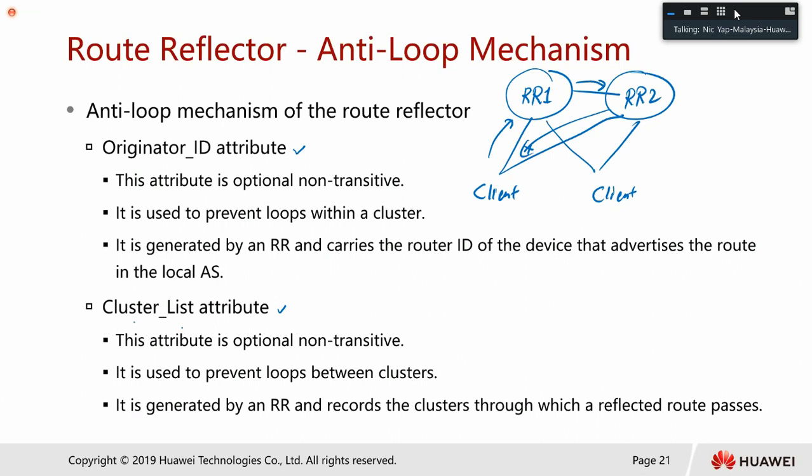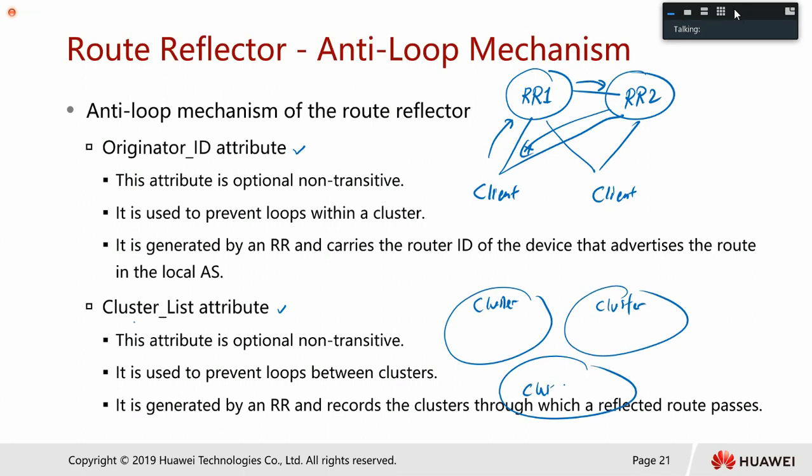And for the cluster list attribute, when you have clusters, and clusters, these clusters are interconnected. So in this case, whichever route you send, it might come back to you from here. When I look into my cluster IDs, I can see that, oh, this is what I sent, so I will not accept. So it's similar to the AS path that I mentioned, doing the loop prevention between the clusters.